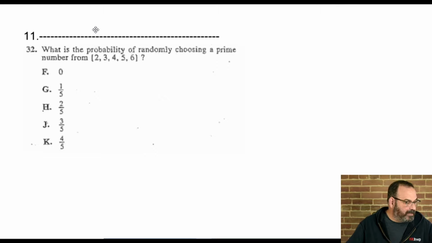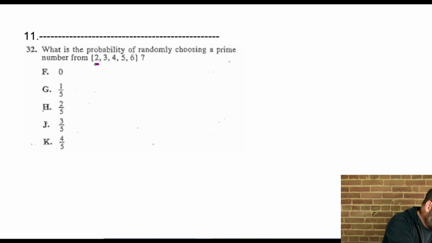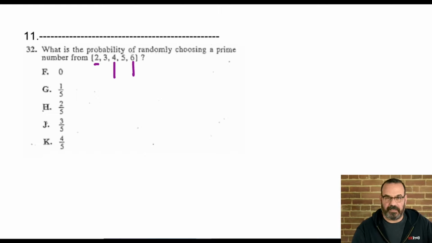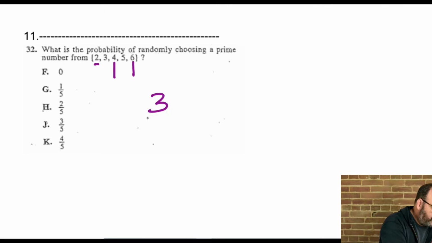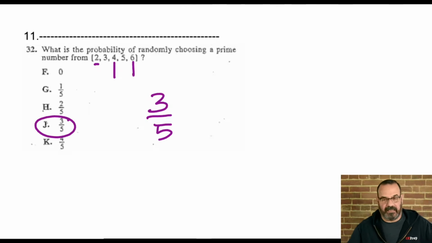What is the probability of randomly choosing a prime number from the set 2, 3, 4, 5, and 6? I love this problem because 2 is the first prime number, and students often miss that. 4 and 6 are composite numbers because 2 times 2 is 4, and 2 times 3 is 6. So we have 3 prime numbers out of 5. The answer is J. Love that question.